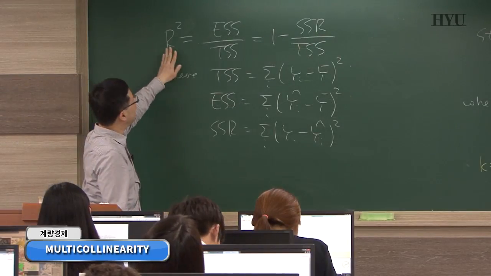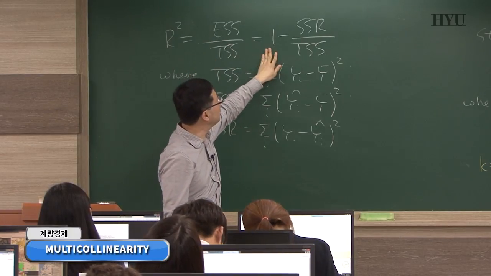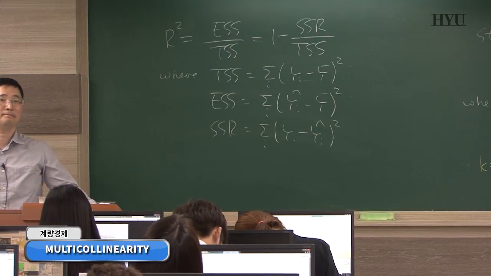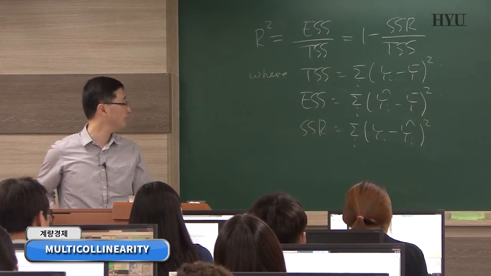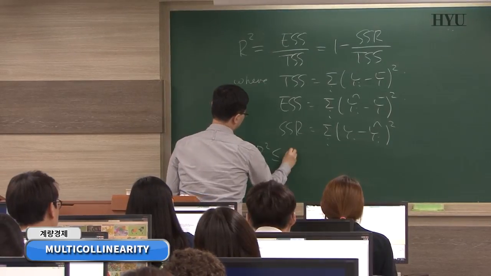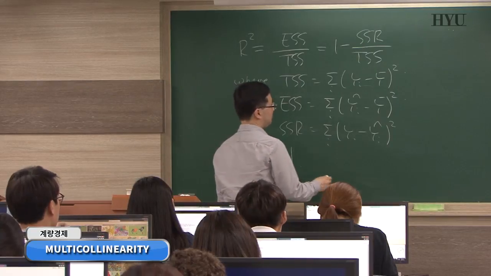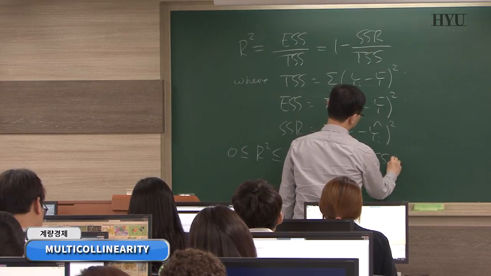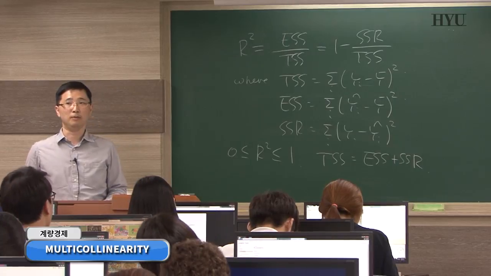So R squared is a ratio of ESS and TSS, or it's 1 minus ratio of SSR and TSS. So there's no changes, right? We have the same definition. And like before, R squared is a number between 0 and 1. It is because even in a multiple regression, we have this identity. So far, there's no difference whatsoever.